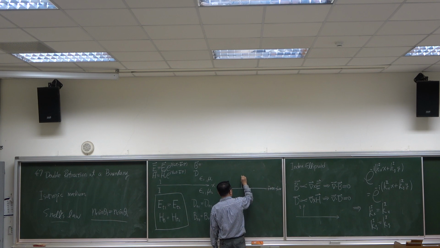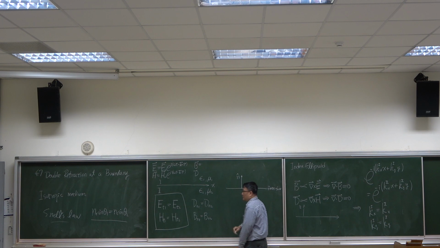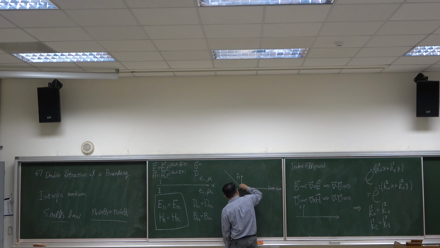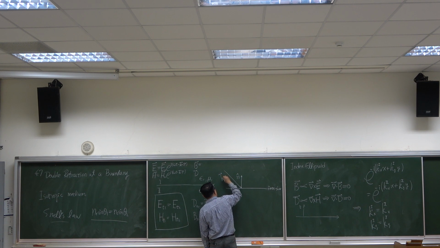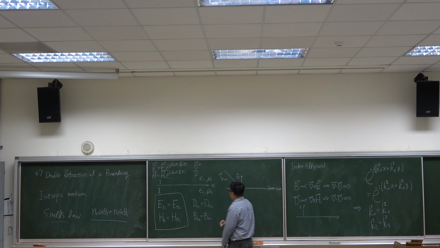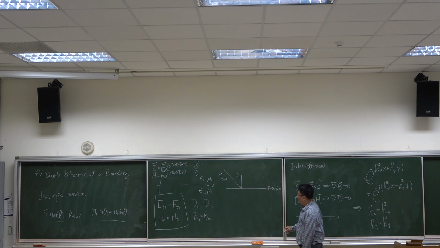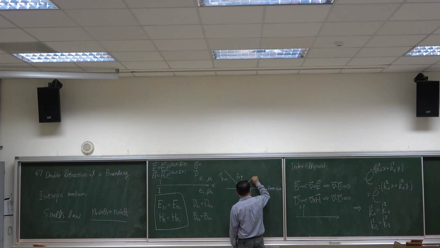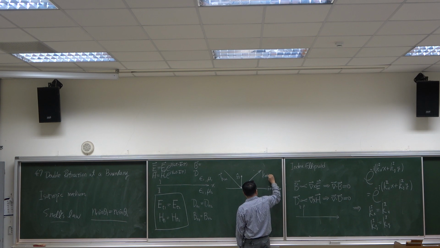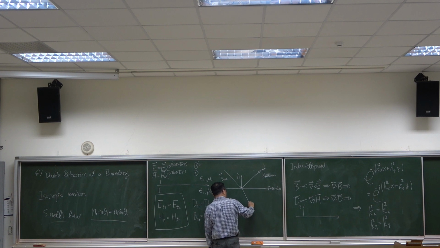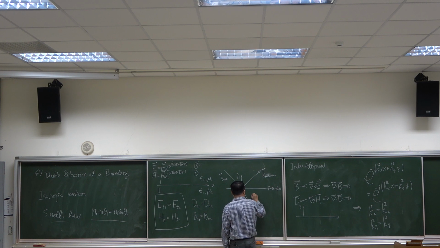And this is the normal vector of the interface. And we consider an incident wave having k given by K_inc. Then we know that we may have a reflection wave and we may have a refraction wave.